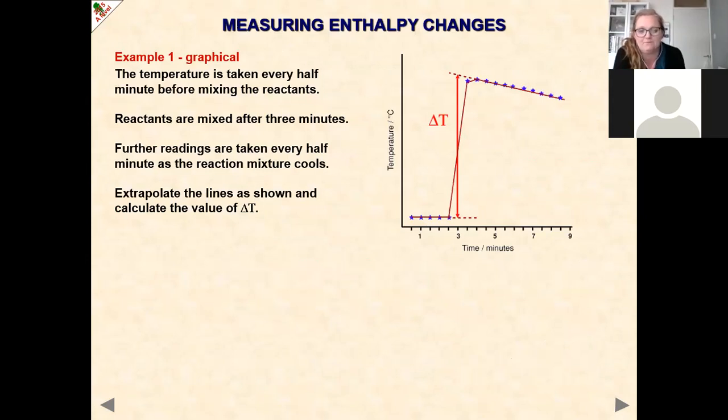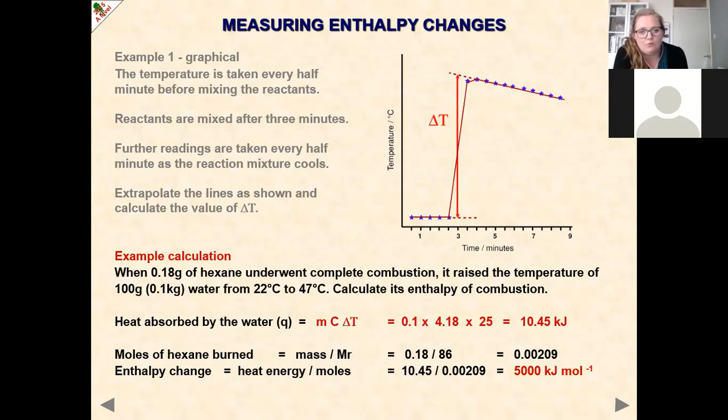So, for example, when 0.18 grams of hexane underwent complete combustion, it raised the temperature of 0.1 kg of water from 22 degrees Celsius to 47. So here is our temperature change. Calculate its enthalpy of combustion. Heat absorbed by the water is M C delta T. So 0.1 multiplied by 4.18, which is our specific heat capacity, times 25, because this is our 25-degree change, which we've worked out from the difference by extrapolating that line. Work out moles of hexane, same as before. And then we'll do our heat energy divided by moles.